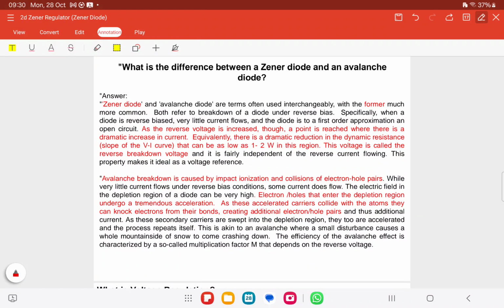Okay. Avalanche breakdown is caused by impact ionizations and collisions. For Zener, due to the movements. Zener movements, avalanche collisions. Zener pergerakan of the majority carrier. For avalanche, pelanggaran. Okay.